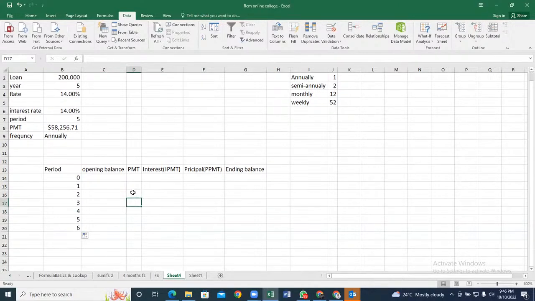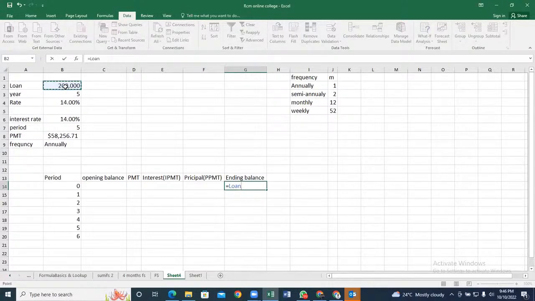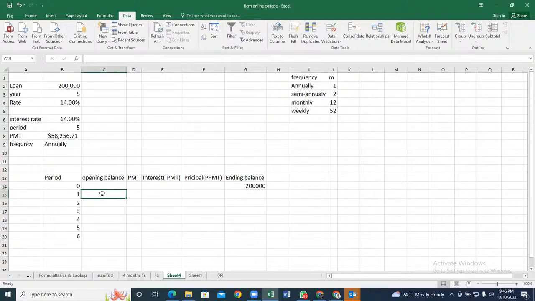So after having 0 to 6, in period 0, our ending balance, pick the loan amount. In period 0, our ending balance is the loan amount. So just say equal loan, and it will give you this. So this ending balance in period 0 will be the opening balance in period 1. So say equal to this.